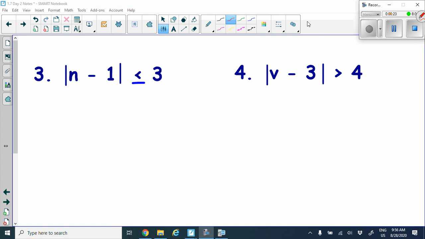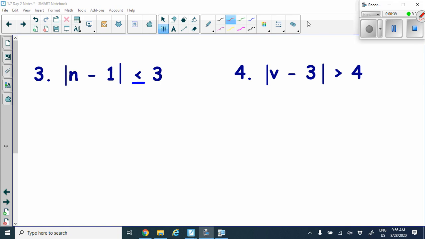For our number 3, we have absolute value of n minus 1 less than or equal to 3. Now, if you don't have this equal to bar down, make sure you put that, like if you have notes, make sure you put that bar down if you don't have it. If you do, you're good to go.